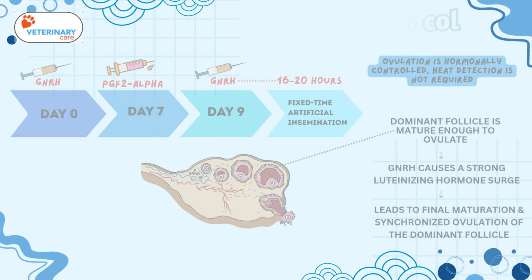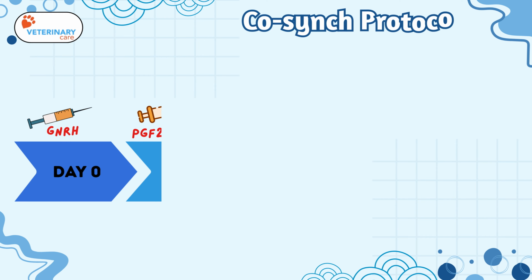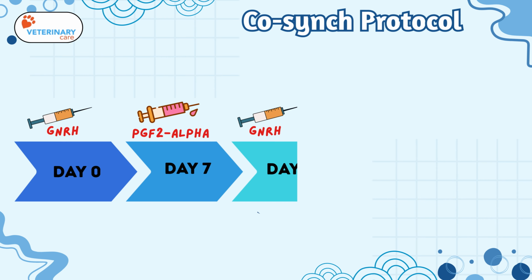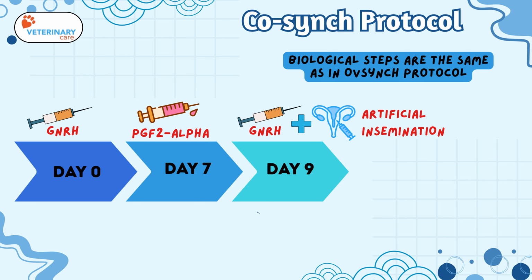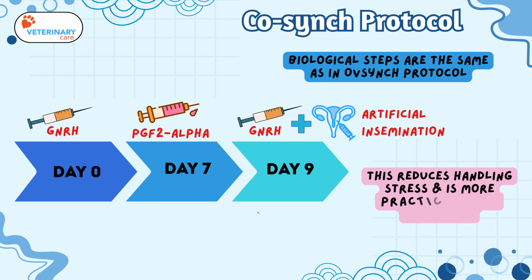Now let us briefly discuss the Co-Synch Protocol. In the Co-Synch Protocol, the biological steps are the same. The only difference is management. The second GnRH injection and artificial insemination are given at the same time on day 9. This reduces handling stress and is more practical in field conditions.